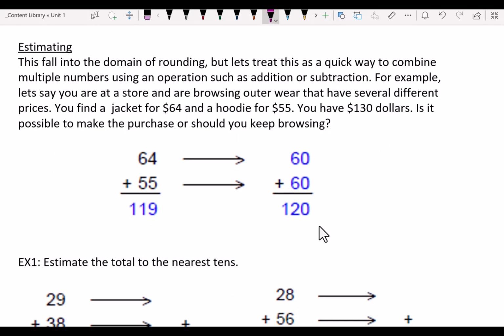Estimating is the combination of rounding and carrying out an operation. So in this case, we are estimating 64 to the nearest tens, I suppose. So that would round down to 60. 55, since it's a 5 at the end, is going to round up to 60. And when you add them, you've got 120.